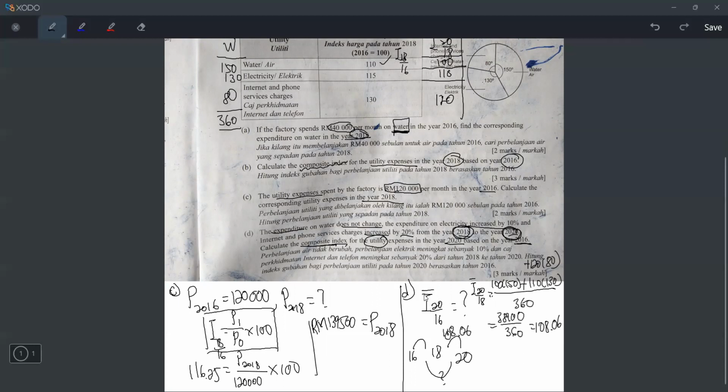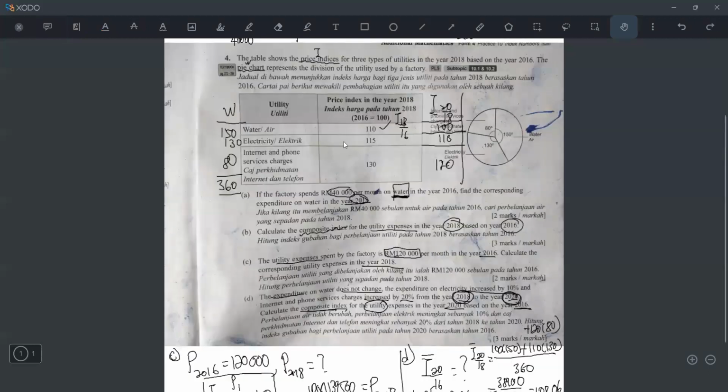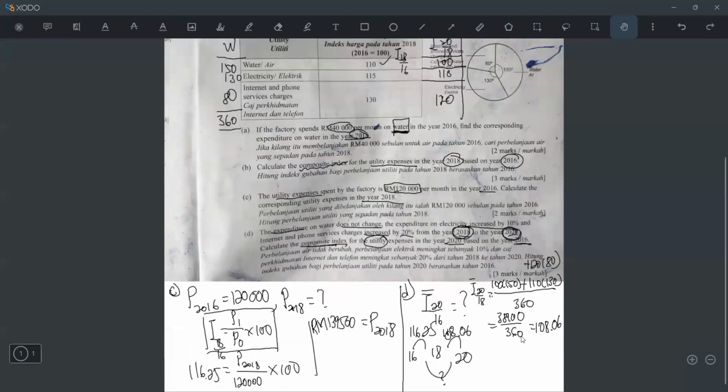Remember what I want to find? The composite index for 20 over 16, means I need to have the composite index for 2018 and for 2016 also. And actually we have 18 over 16's composite index, 116.25. If you remember, let's scroll up. See, composite index for 18 over 16 is 116.25. I cannot take any of these for the same reason. I need to put the average. Can you understand?